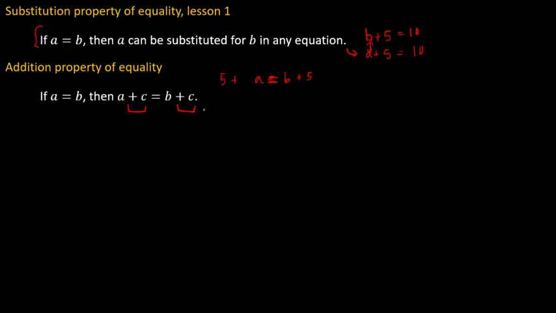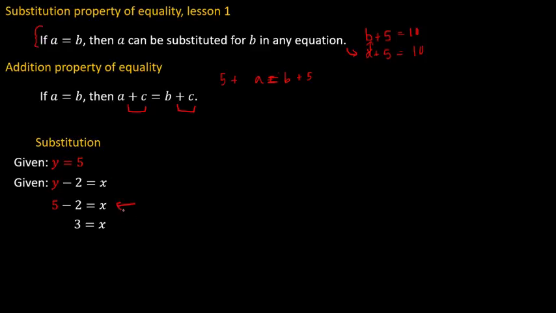Let's look at an example. I think most of us know how to apply these properties, but it's a matter of identifying them in someone else's work. So let's take a look at this example. Let's say we're given that y equals 5 and y minus 2 equals x. What if I asked you to identify the step where substitution takes place? That would be this step right here. Notice that the y became a 5. I was able to do this because I know that y is equal to 5, so I substituted y for 5.